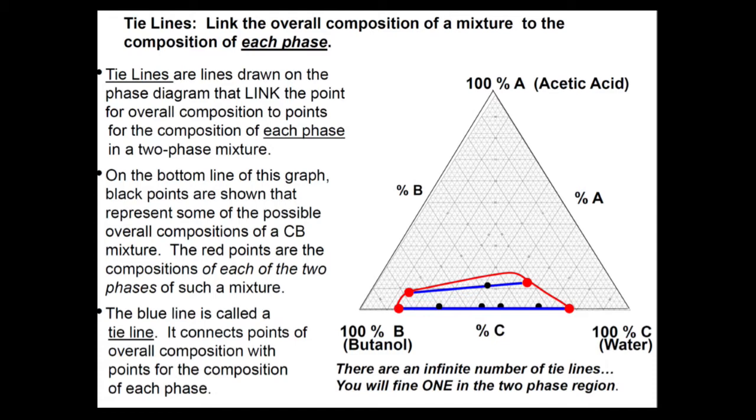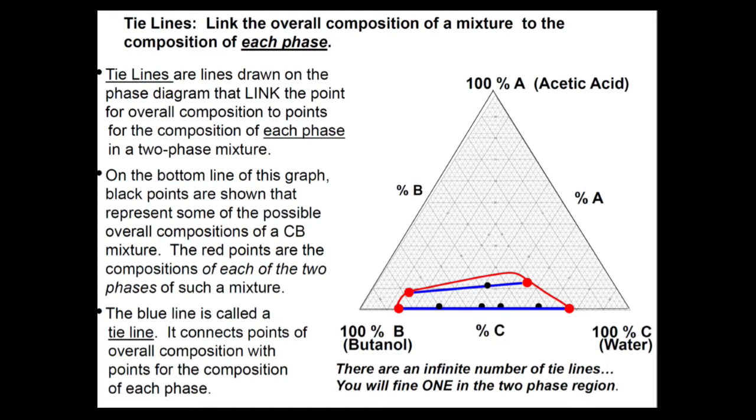So what we're going to do is make a mixture of butanol and water and acetic acid that is squarely in that 2-phase region. And then we are going to mix it up, and then we're going to separate the layers. And then we're going to figure out the amount of acetic acid in each of those layers. And that's going to give us those 2 red points. So that's the last thing that we're going to be doing.